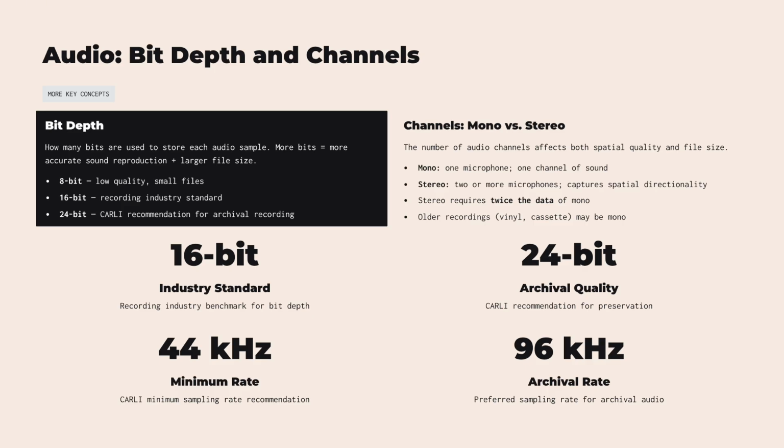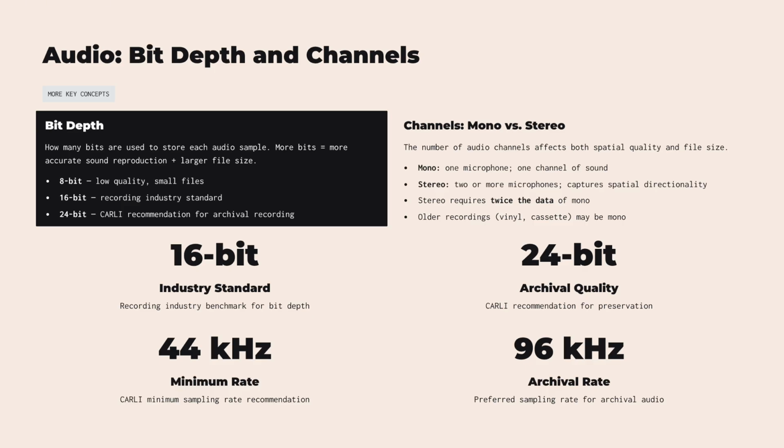The second dimension is channels. Mono audio uses a single channel, one microphone, one track of audio. Stereo uses two channels, capturing sound from different spatial directions and creating a sense of three-dimensional space when played back through headphones or two speakers. Stereo is twice the data of mono, which matters for storage planning.